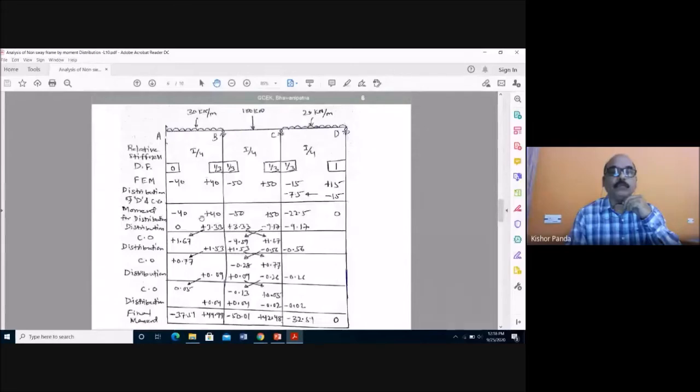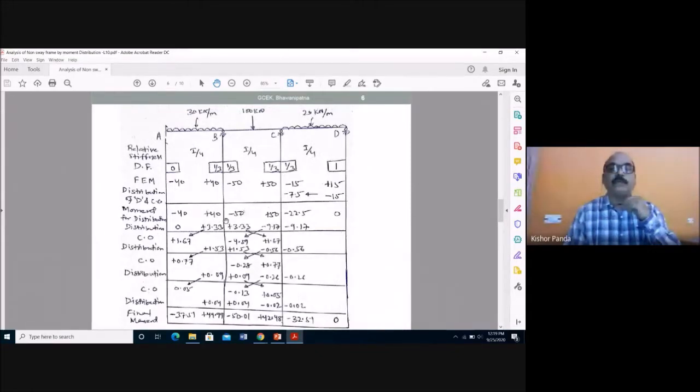Then what do you have to do? You have to go for distributing the unbalanced moment. Here you see this is your minus 40 into 0. When you distribute the moment, you have to find out the net unbalanced moment, and that moment you will distribute to the ends of the members which meet at that joint. So here minus 40 into 0, so 0. And what is the net moment here? Plus 40 and minus 50. So the net moment, the net unbalanced moment, is minus 10.